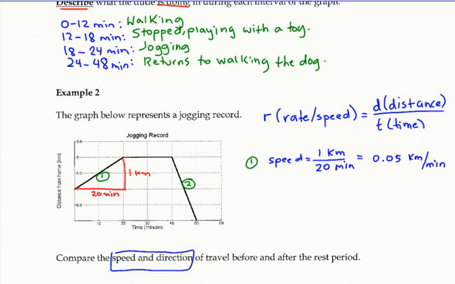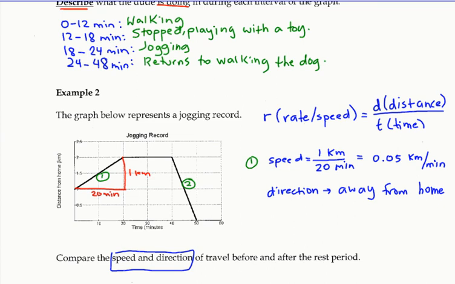Okay, what is his direction? It says describe its speed and direction. So what can we say about his direction? Is it towards home or away from home? Away from home. Home is 0. He's moving from 1 kilometer to 2 kilometers away from home.